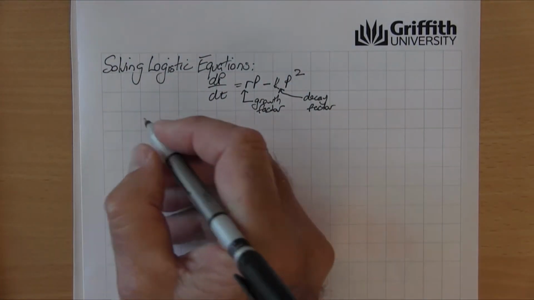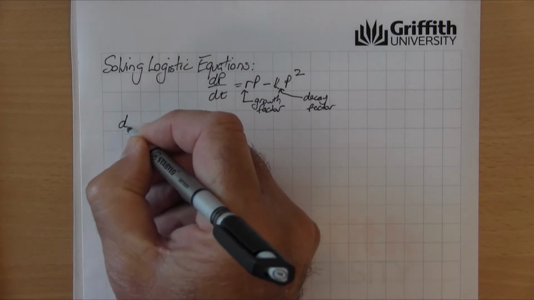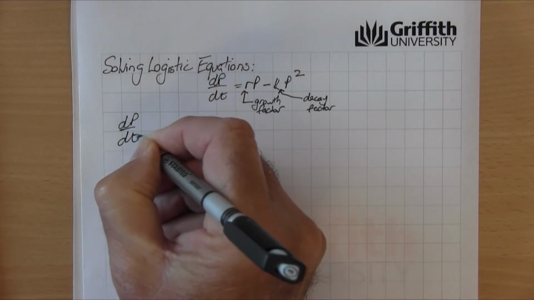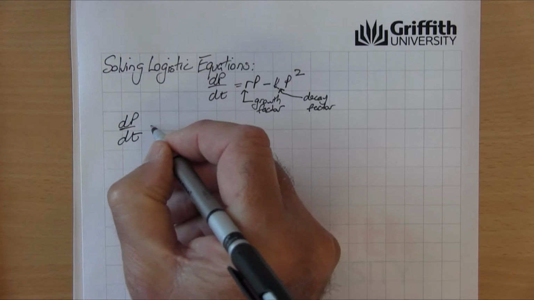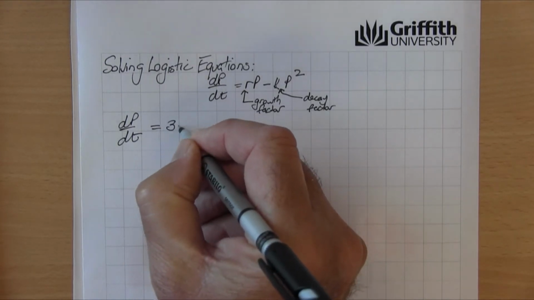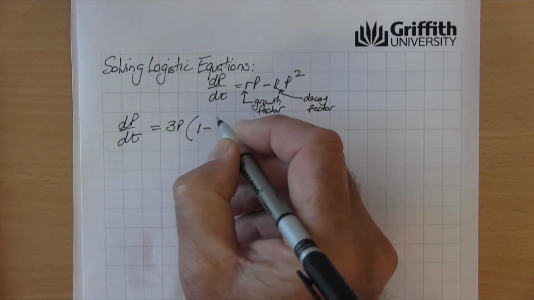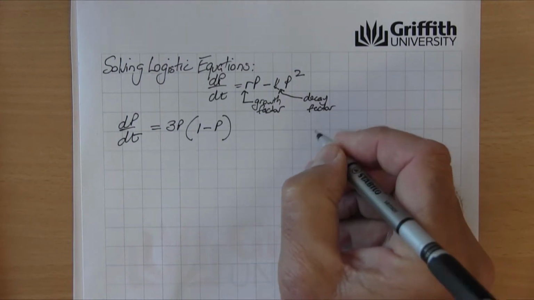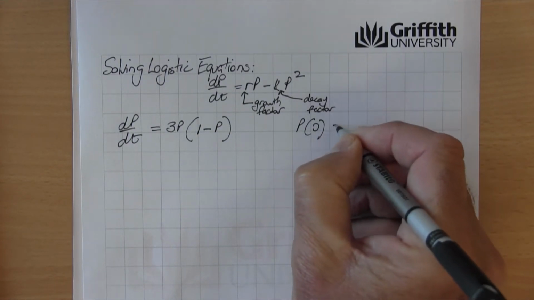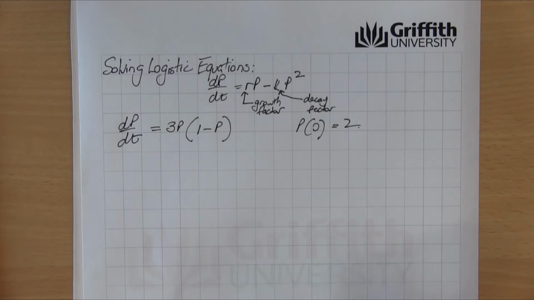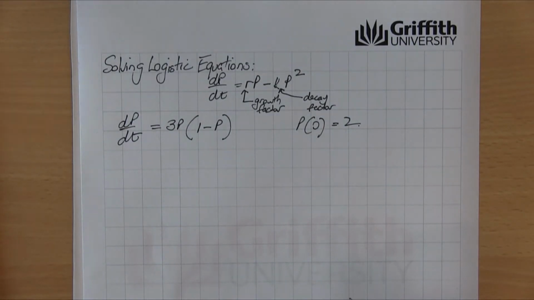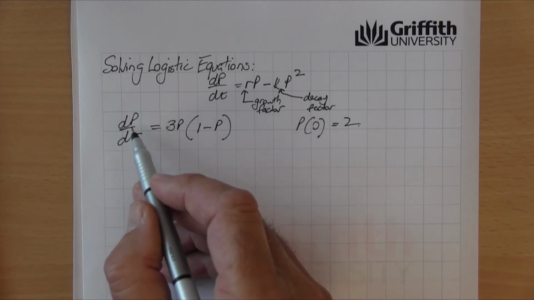So let's look at an example, and we've got dp dt is equal to 3p outside of 1 minus p, and we know that p of 0 equals 2. Okay, so we're asked to solve and find an equation for p.